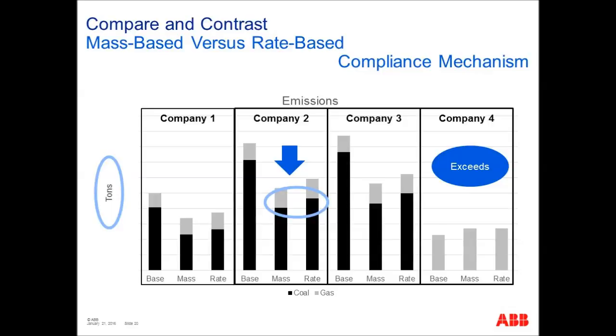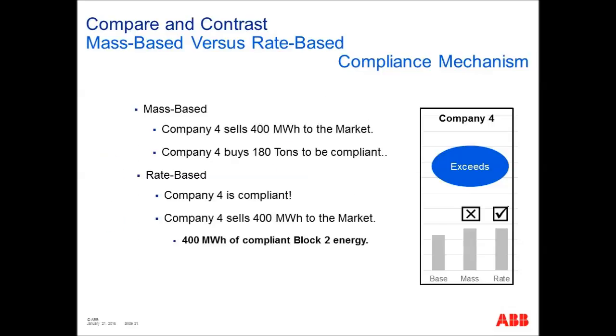Now let's take a look at the company on the end. There's something odd with this one, and you'll notice that it is exceeding. Under its base operations, it emitted X tons, and now under both a mass base and a rate base, it's emitting more. So we can infer from that it is generating more and selling to the other companies, 1, 2, and 3.